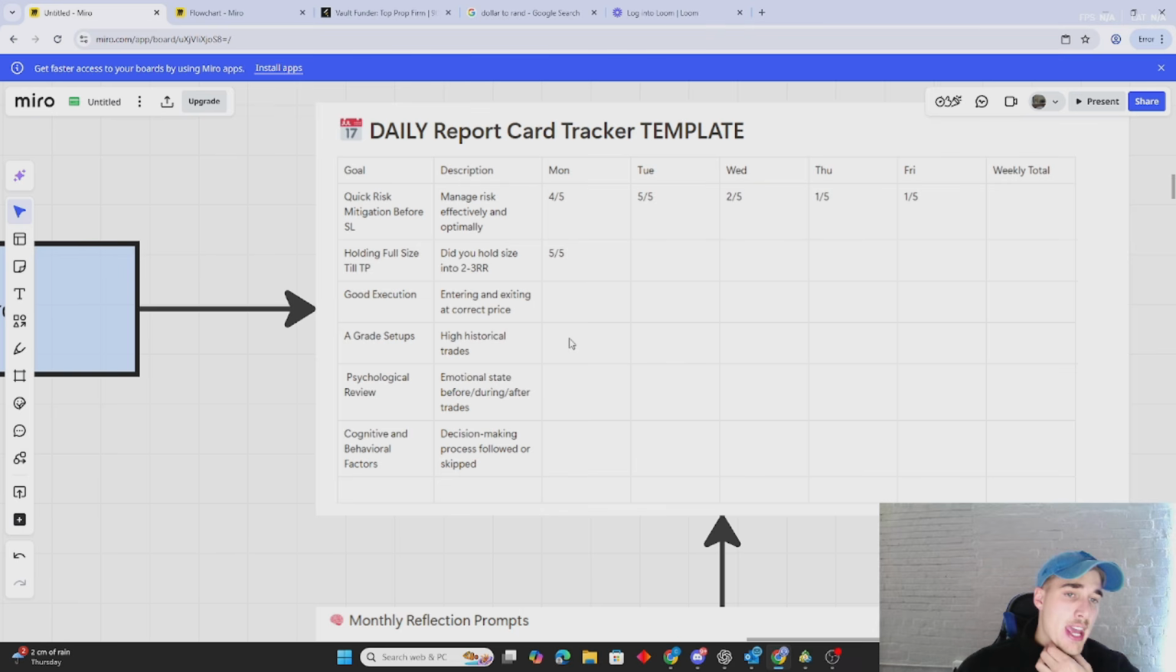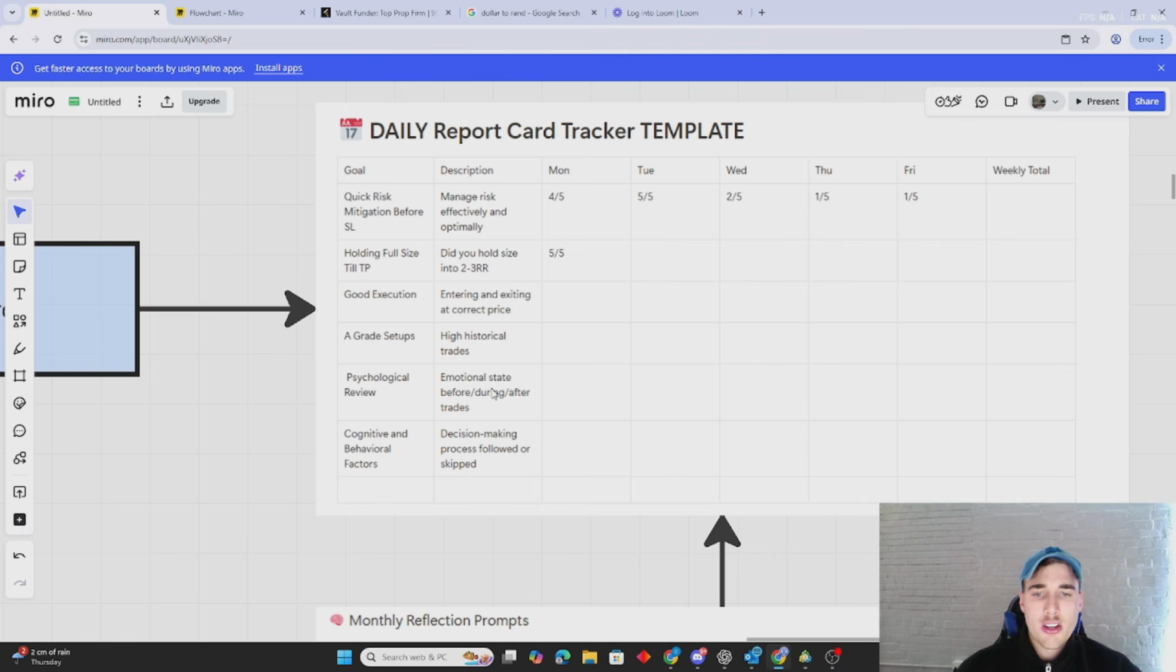This would obviously be less confluences as you go down in the grading system. Are you sticking to this? Because if you aren't, this is also going to cost you funded accounts, cost you money because you're trying to trade C grade ideas when essentially we should step away from it completely.